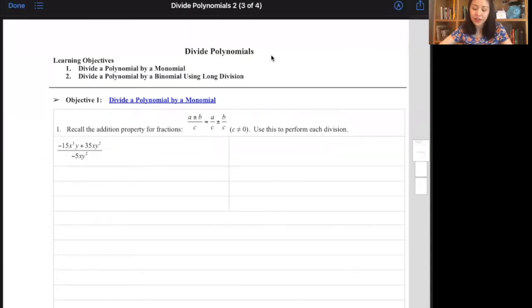Hi, so the next topic today is divide polynomials. The first objective is we're going to learn how to divide a polynomial by a monomial. And the second objective is divide a polynomial by a binomial using long division. Okay, all right.